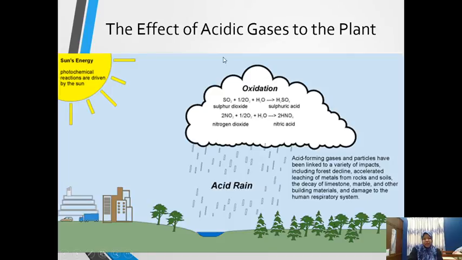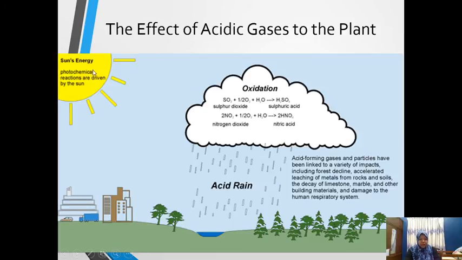Okay, so this is additional information for you. So the effect of acidic gases to the plants. Okay. Okay, this is sulfur dioxide. When dissolved in water, it will produce the sulfuric acid. And also, if we get a chemical from the nitrogen dioxides, okay, when combined with water, we can get the nitric acid. So this is acid rain. Okay, sulfuric acid and the nitric acid.